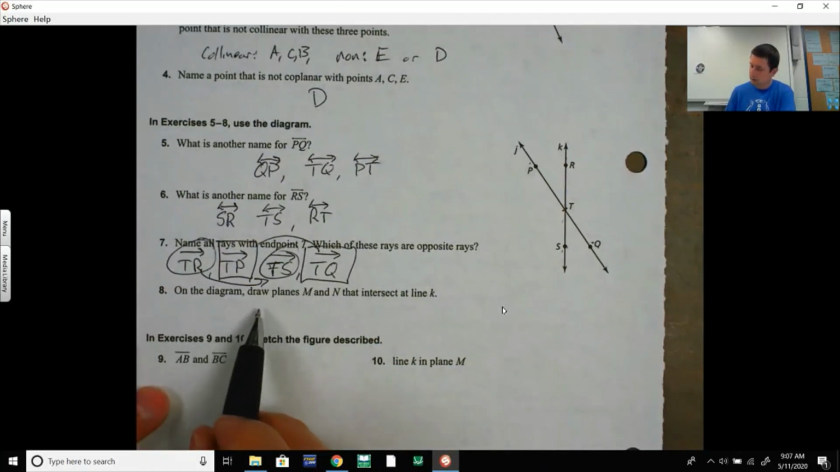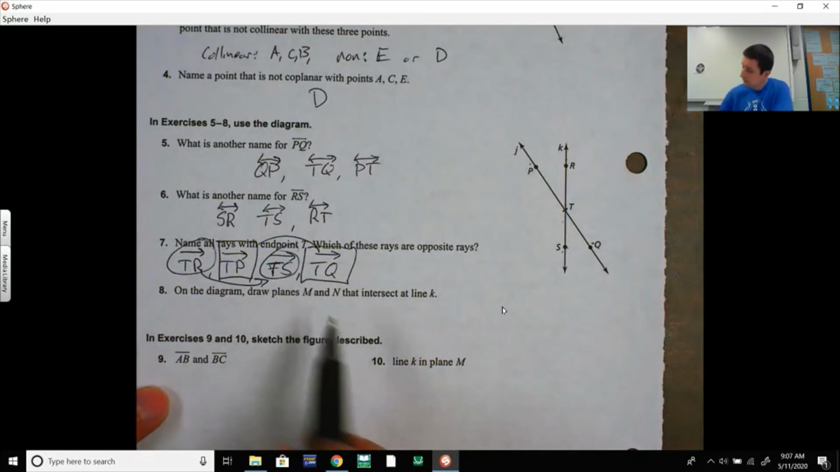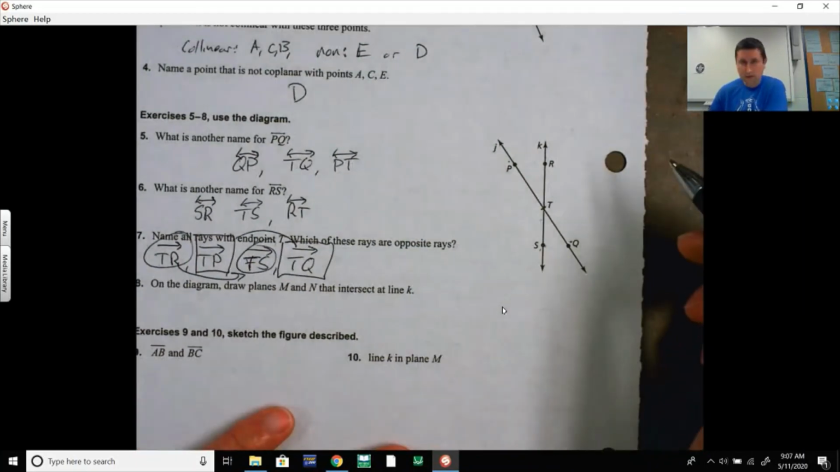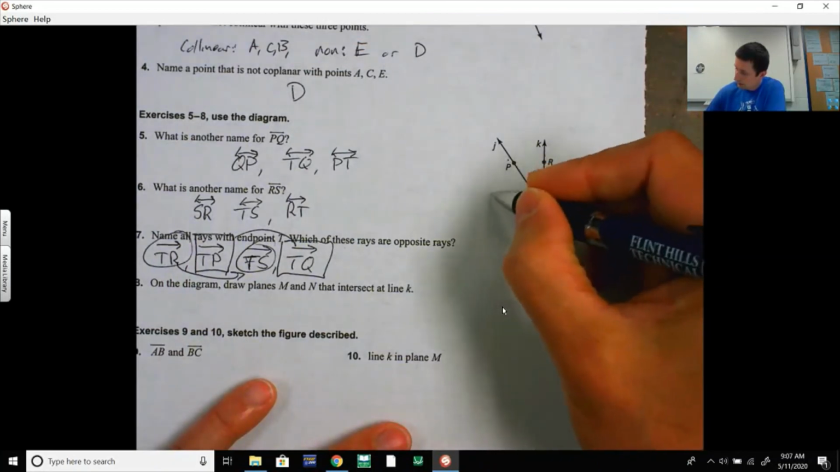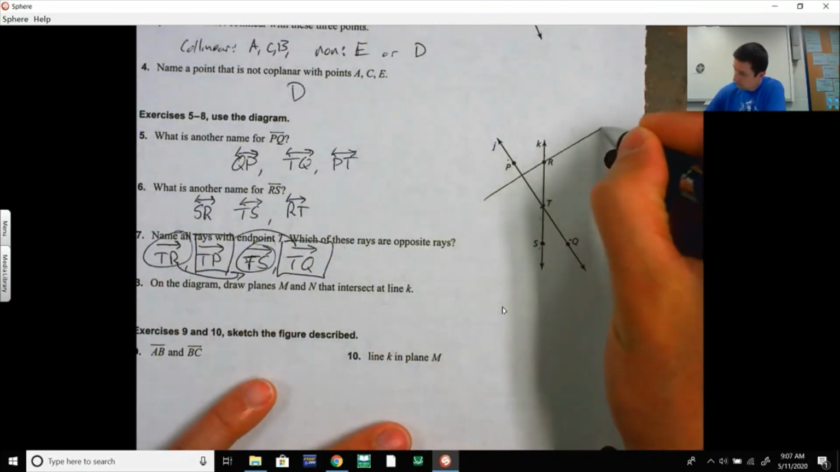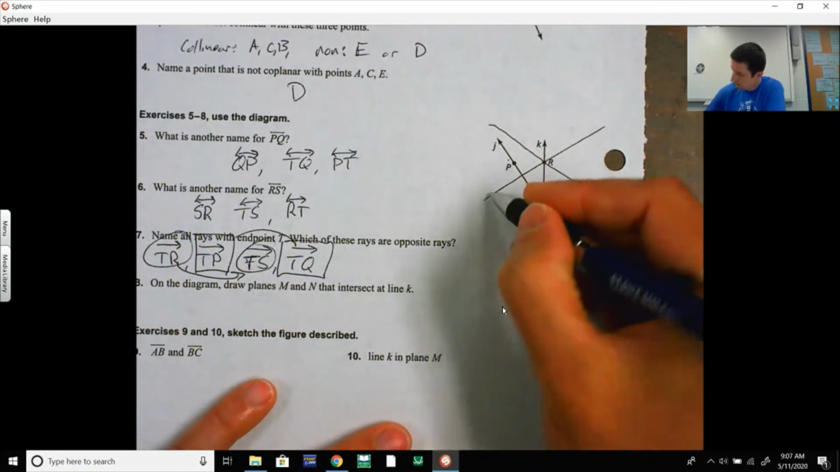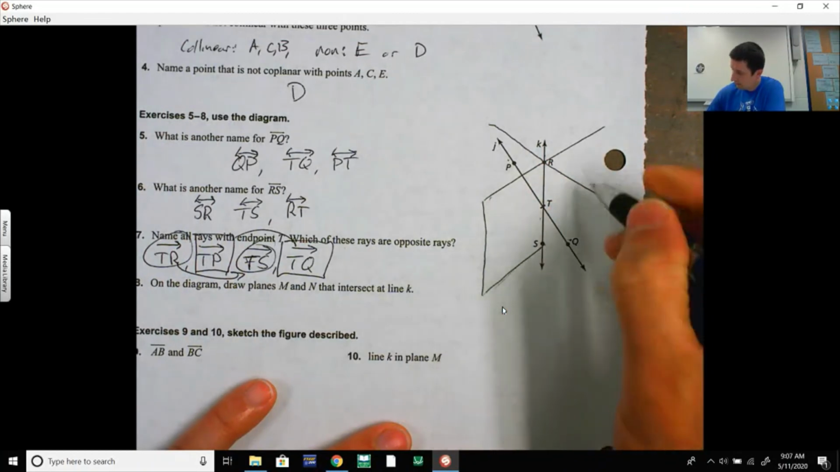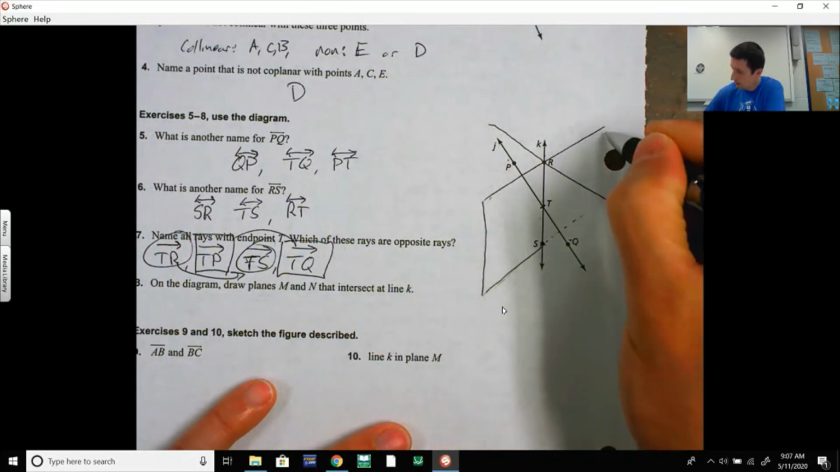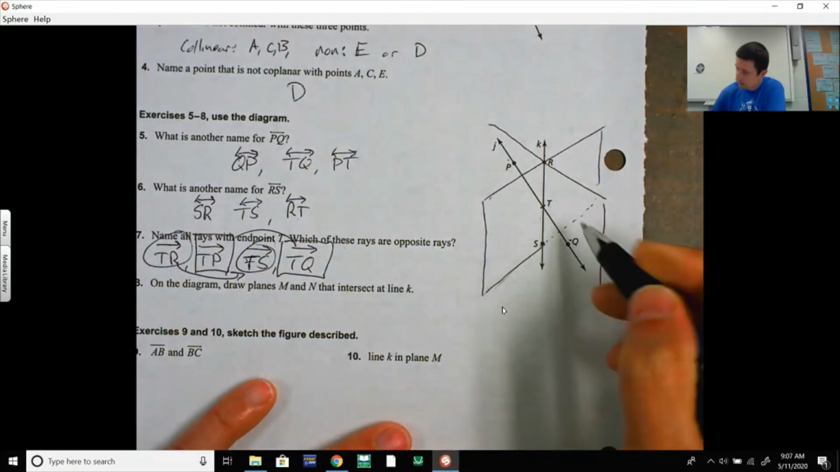On the diagram, draw planes M and N that intersect at line K. Okay, this is where we start getting a little tricky. So we're going to draw planes that intersect. How do we do that? Okay, here's line K, and we're actually going to draw kind of an X. And they have to intersect at line R. Okay, drop these lines down, and we're going to shoot to go through line S. And when I go out the back over here, it's actually dashed because it's going to be in the back.